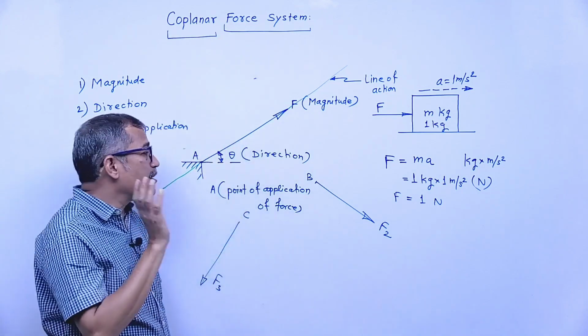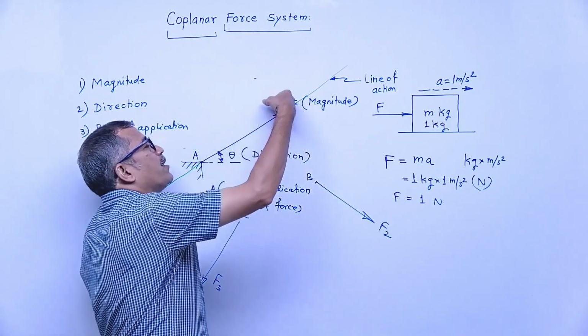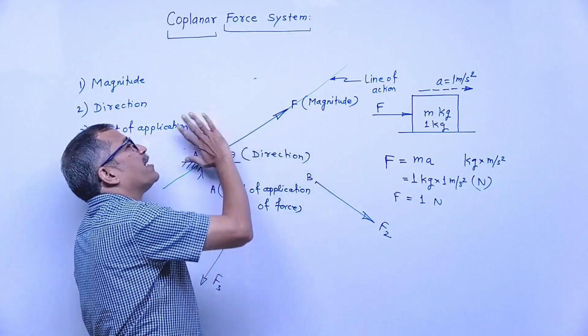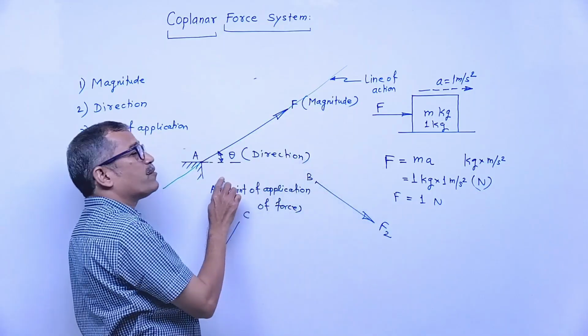Now, how will you define a coplanar force system? This is one cable, which is lying in the plane of the board, meaning vertical. The horizontal axis is x, the vertical axis is y.